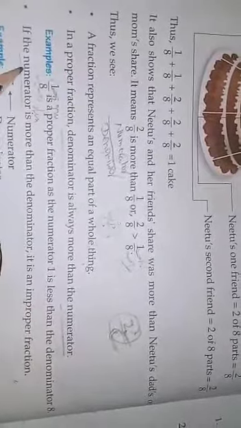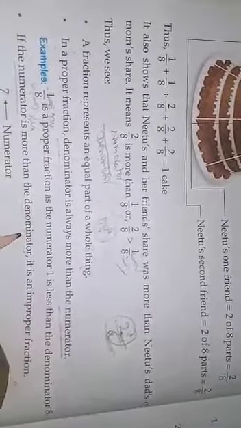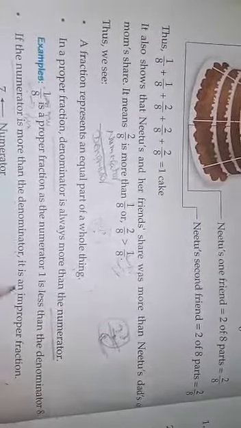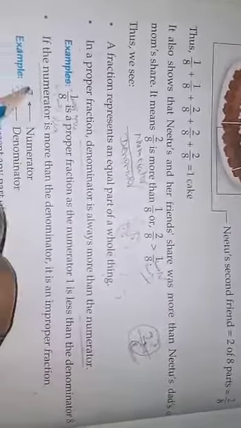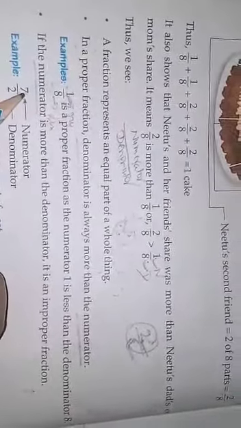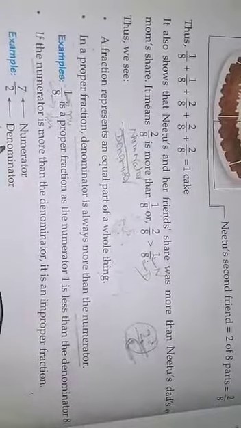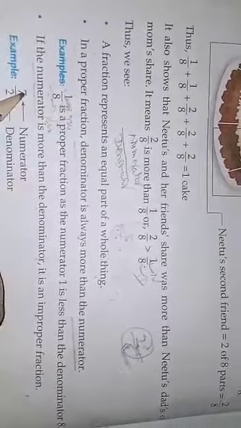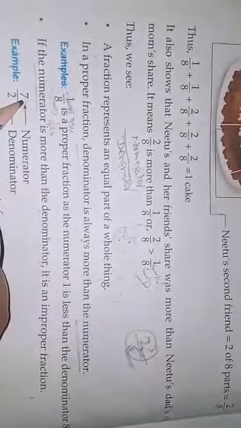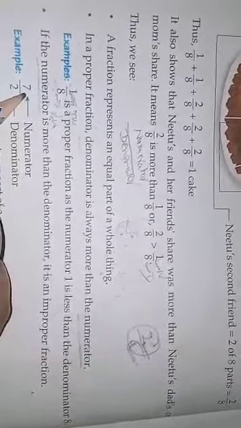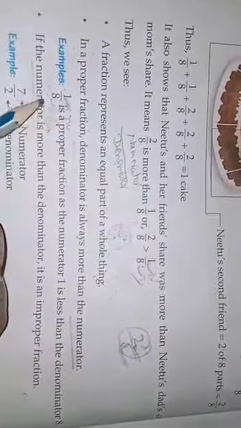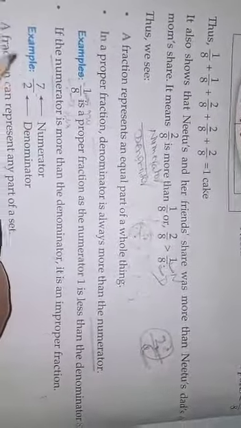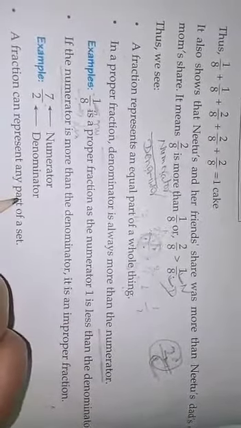Now second, if the numerator is more than the denominator, it is an improper fraction. Example: 7 upon 2. See here 7 is the numerator and 2 is our denominator. This is the difference: 7 is more than this number, and in the other the denominator is more compared to this number. A fraction can represent any part of a set.